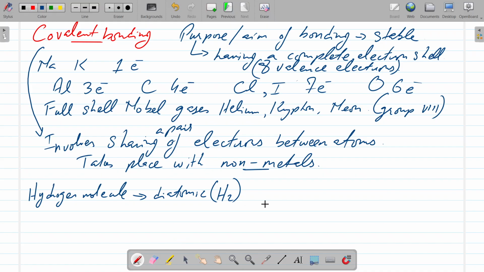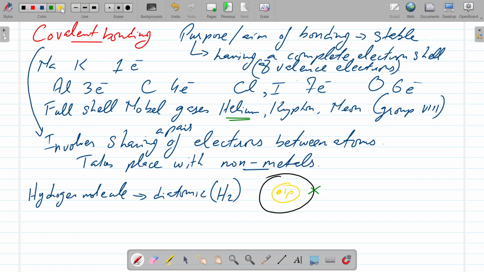But how? So we know, if I just draw that out, you've got the nucleus of the hydrogen with 1 proton, and then around the nucleus just 1 electron. And hydrogen is the case where you need only 2 electrons to fill up the shell, because it is in line with helium. Helium is the one that has 2 electrons. It's the first electron shell, and the first electron shell can only accommodate 2 electrons at most.